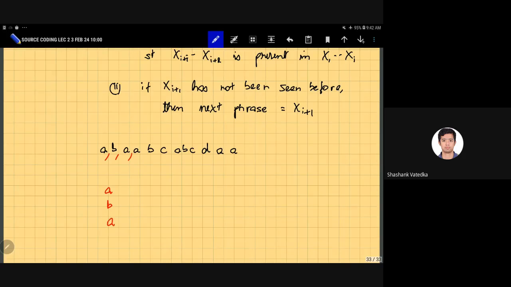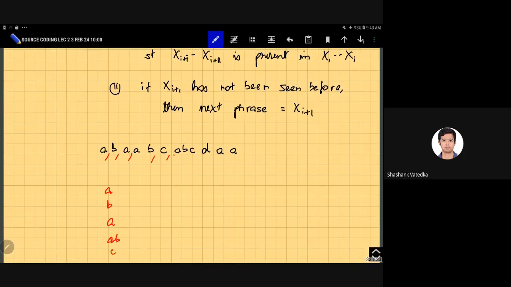Now let's look at the next symbol. Have I seen A before? I have. Have I seen AB before? I have, over here. Have I seen ABC before? I have not. So the longest phrase which we've seen before is AB, and that is going to be the next phrase. Have I seen C before? I haven't. So this becomes the next phrase.